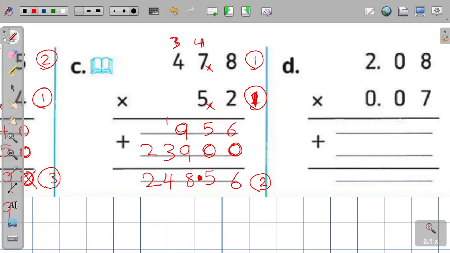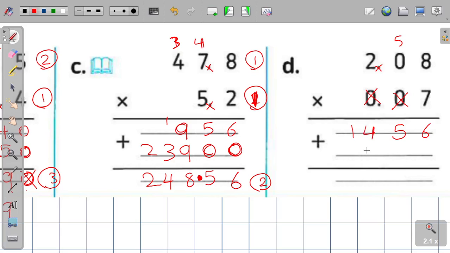248.36. Here I have 2.08 by 0.07. So I will ignore the decimal point. And I will ignore these 2 zeros. Okay, so 8 times 7 equals 56. Okay, so I have 6 and I will carry up 5. 7 times 0 equals 0 plus 5 equals 5. And after that, I have 7 times 2 equals 14.